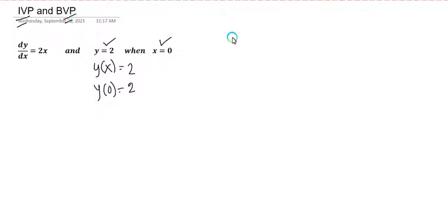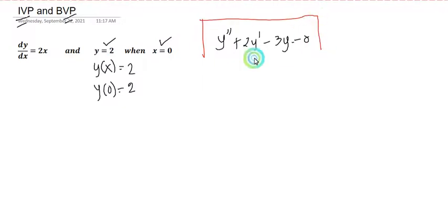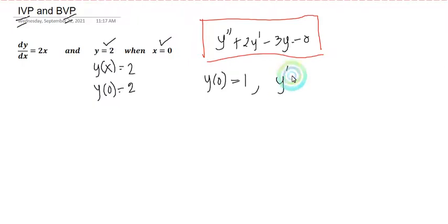So what does this mean? For example, you have y double prime plus 2y prime minus 3y is equal to 0. This is our original or given equation. Take note of how it changes from IVP to BVP. For example, y at x equals 0 is equal to 1. That is one condition. And we will have y prime, for example, at x equals 0 is equal to 5. Okay? So this is the condition.